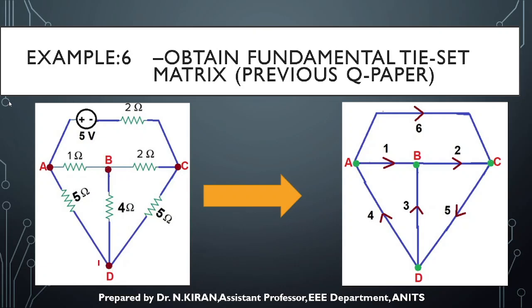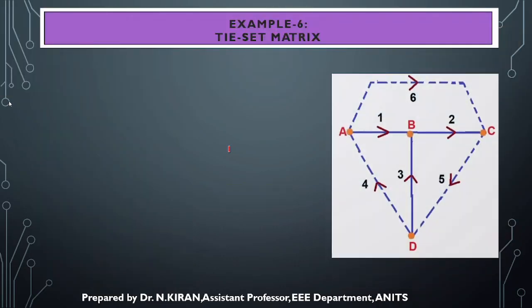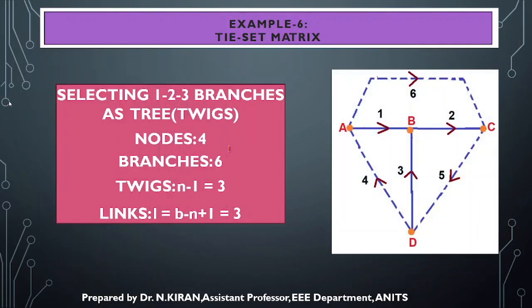So in this network, if I have a voltage source, I should replace it by a short circuit. If I have any current source, I should replace that by an open circuit. Doing so, I will get the oriented graph as shown in the right side corner. In this oriented graph, I have considered branches 1, 2, 3 as my tree, and the remaining branches obviously will act as links.